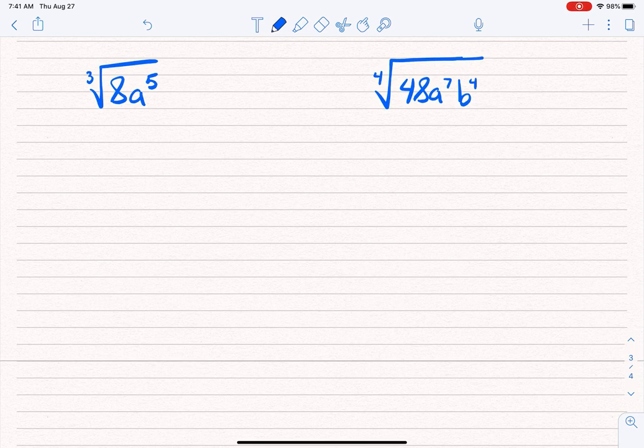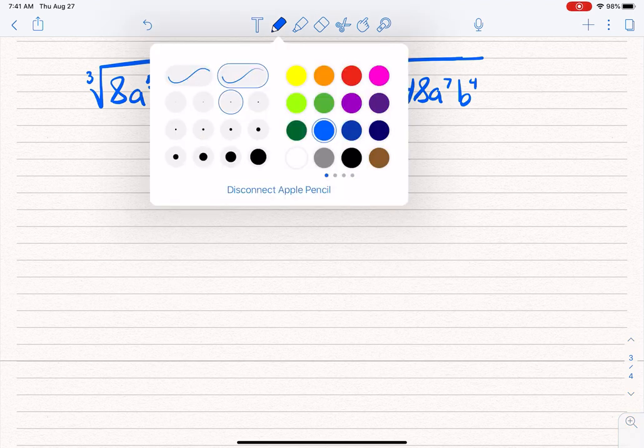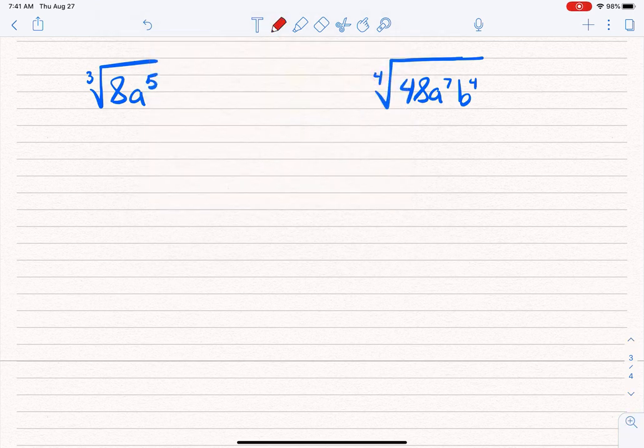Okay, hopefully that was enough time and you are ready to go. All right, so let's talk about how I would do this. Well, for the first one, I've got the third root of 8a to the 5th. And so you go, well, that's pretty simple, because if you didn't know this, 8 is the same thing as 2 to the third power. A to the 5th is the same thing as a to the third power times a squared. And so really this comes out and simplifies real easy.